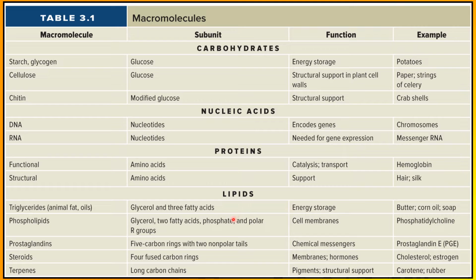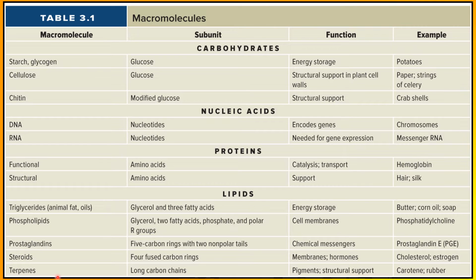And then we have lipids. Lipids are polymers of glycerol and fatty acids. Here we have triglycerides, because there are 3 fatty acids. Fats are used for energy storage. Examples here: butter, corn oil, soap. But with lipids, we tend to think fats and oils.